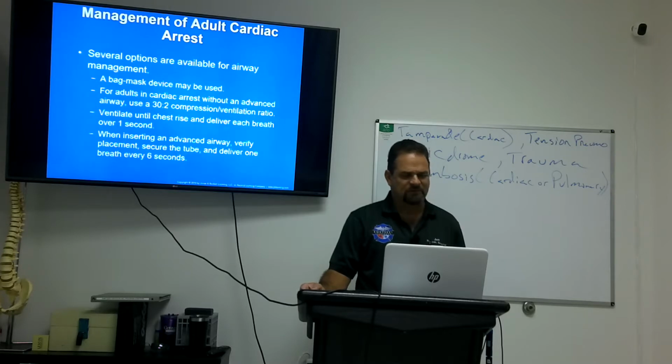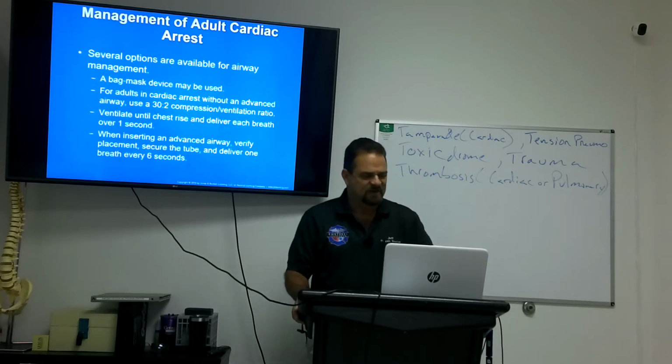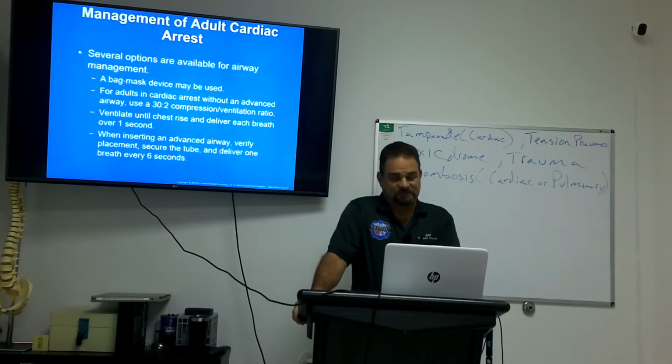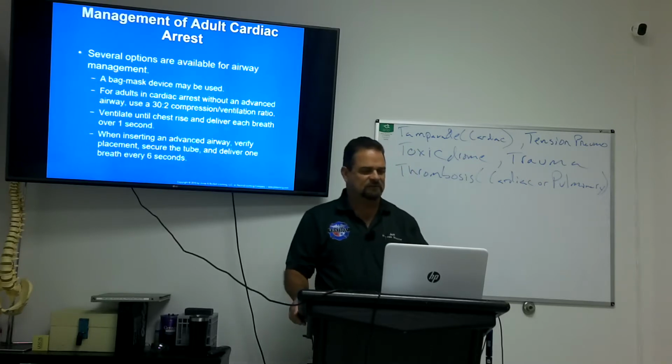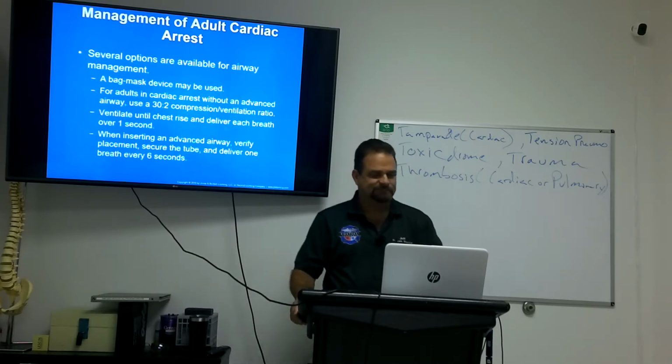Several options are available for airway management now that we've gotten to that point. A bag valve mask may be used throughout the resuscitation effort. For adults in cardiac arrest without an advanced airway, use a 30-to-2 compression to ventilation ratio. Ventilate with just enough volume to produce visible chest rise and deliver each breath over about 1 second.